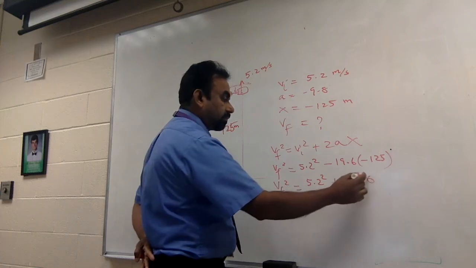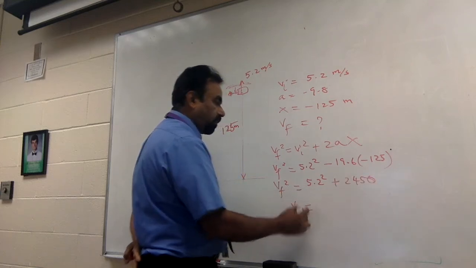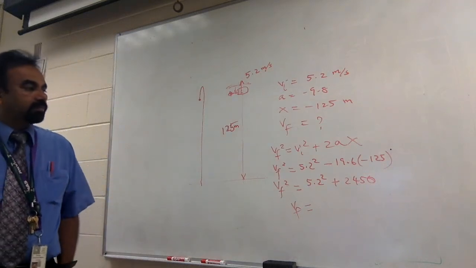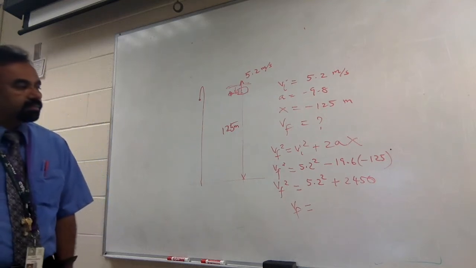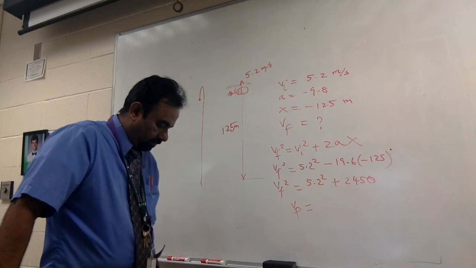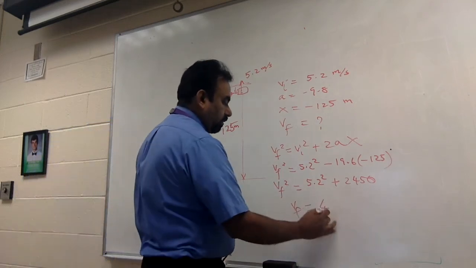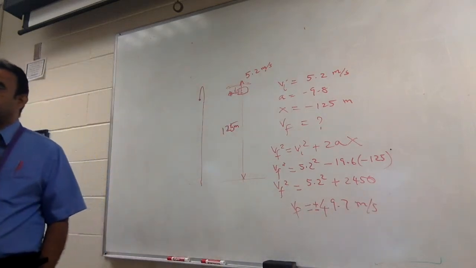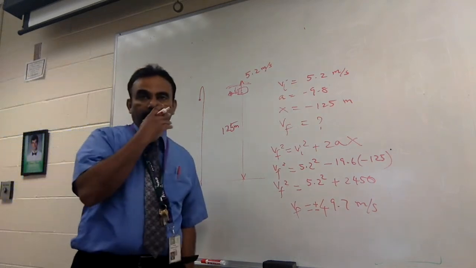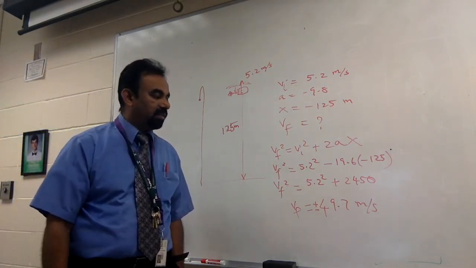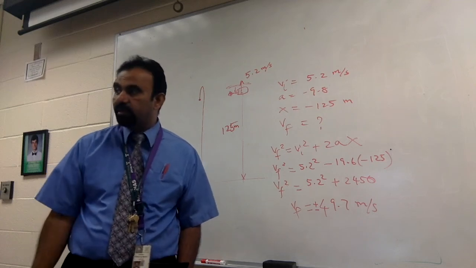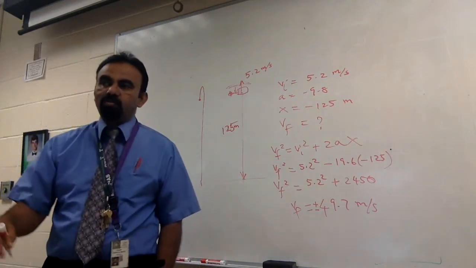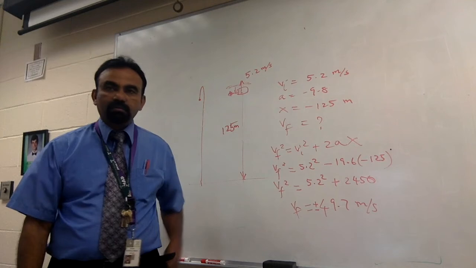Same thing. So Vf is equal to the square root of that number. What do you have? 49.7 meters per second, but you know there's a positive and negative. When you take the square root of a number, you have plus 49.7 and minus 49.7. Which is going to be taken? The minus, because it's on its way down. Because it's pointing downward, that has to be negative. Get it?